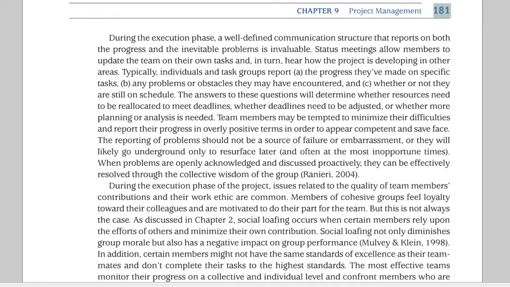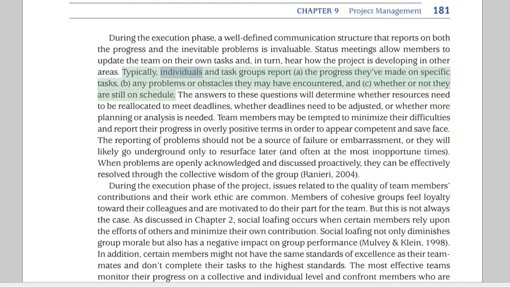During the execution phase, a well-defined communication structure that reports on both the progress and the inevitable problems is invaluable. Status meetings allow members to update the team on their own tasks and, in turn, hear how the project is developing in other areas.